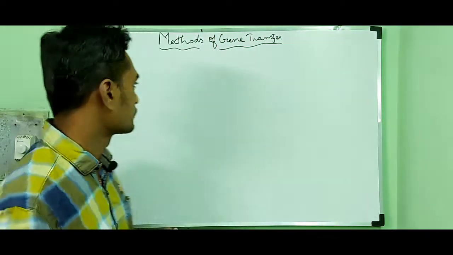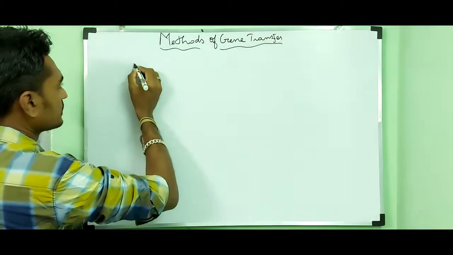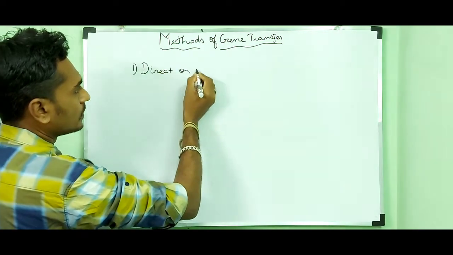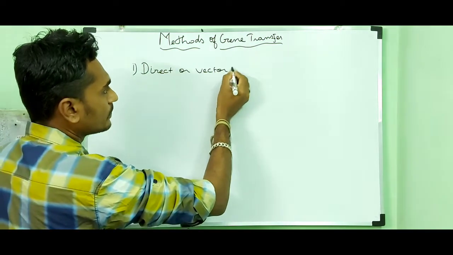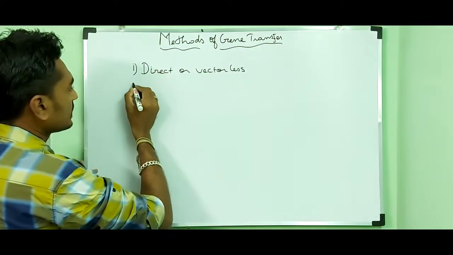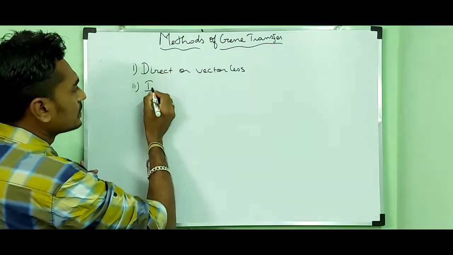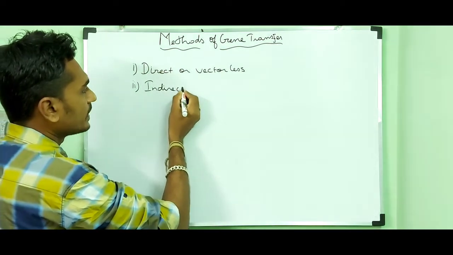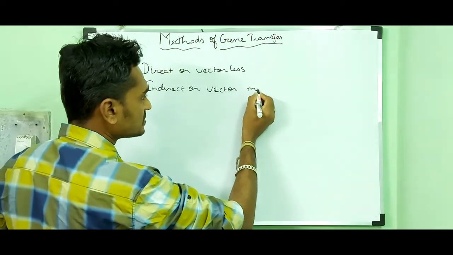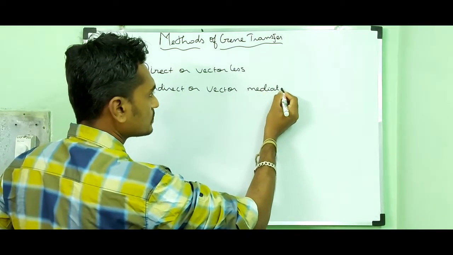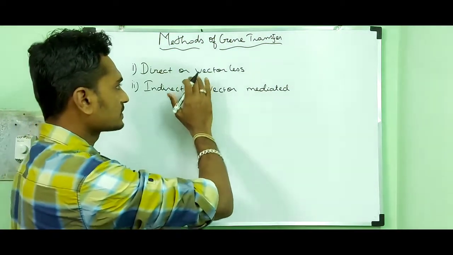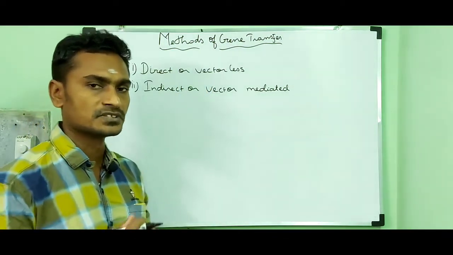They are, the first type is direct or vectorless gene transfer method. The second type is indirect or vector mediated gene transfer. First, I am going to tell about direct or vectorless gene transfer method.